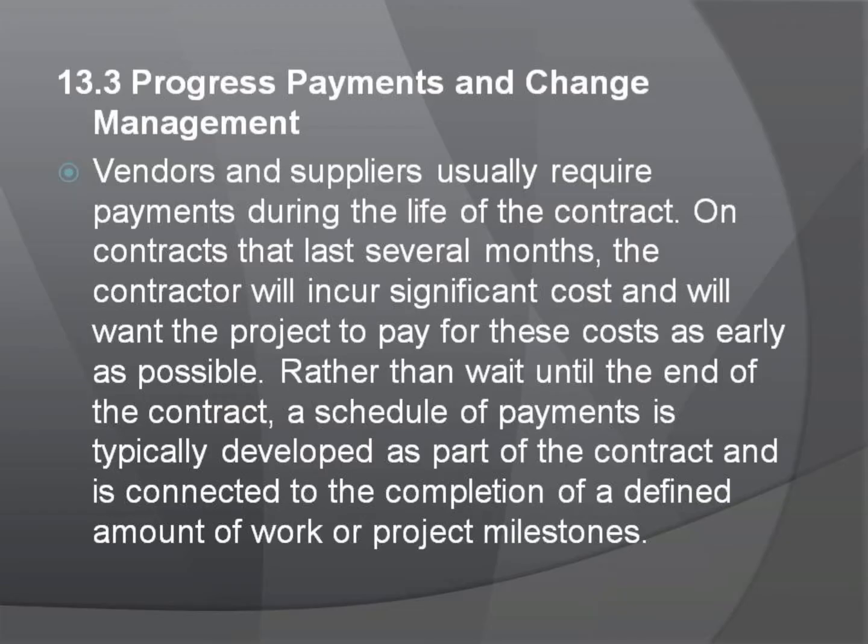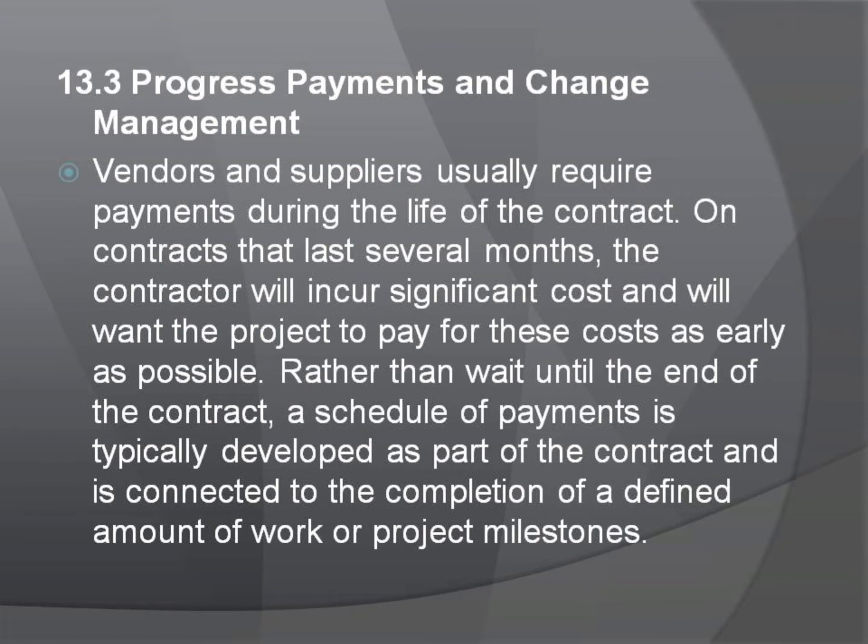Progress payments and change management. These payments made before the end of the project and based on the progress of the work are called progress payments. For example, the contract might develop a payment schedule that pays for the design of the curriculum, then the development of the curriculum, and then a final payment is made when the curriculum is completed and accepted. In this case, there would be three payments made.